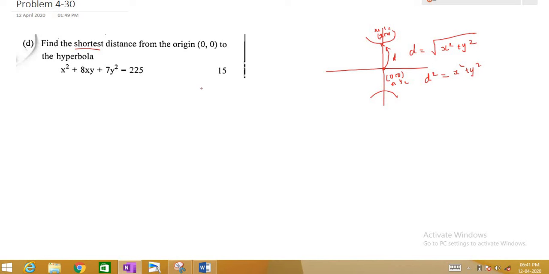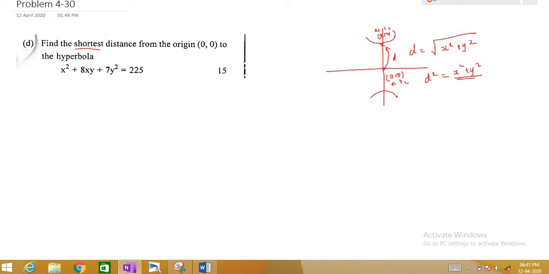So what we have to find is the minimum value of x square plus y square, that is the square of the distance from the origin in the xy plane, subject to this condition, right? So we need to find the distance subject to this hyperbola, right? Again I can use the Lagrange multipliers.